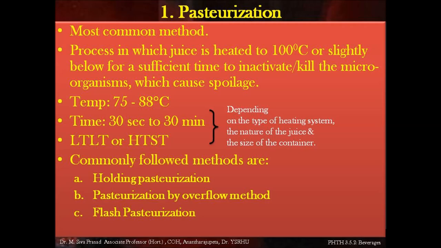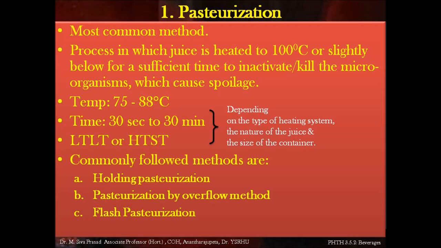So it depends on what container you are using, what kind of juice you are going to preserve, and what kind of can you are using, whether it is a glass bottle or a thicker container which needs to be heated. Based on that, this time duration varies. A low temperature for a longer period of time is called LTLT, or HTST, that is a high temperature for a short time. That is usually flash pasteurization.